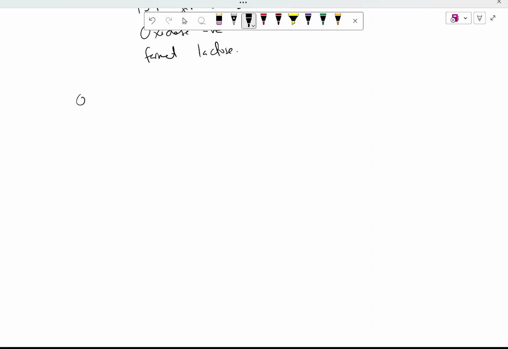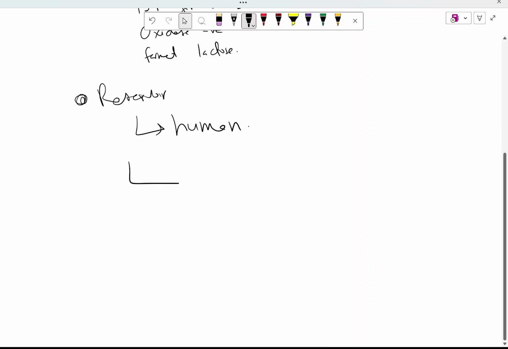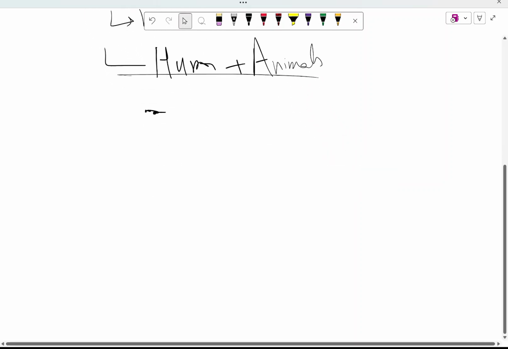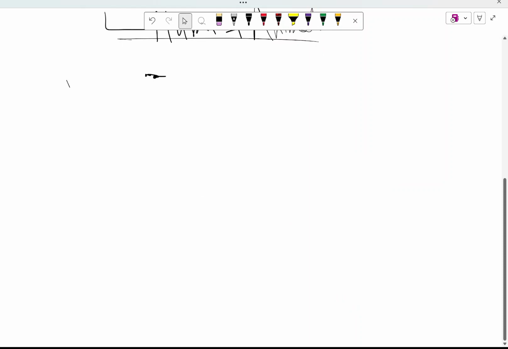So what is the reservoir? This is a bacterium, and it needs a space to reserve itself. In Salmonella enterica serotype typhi, the reservoir is human, and for other species the reservoir is human plus animals. So how is it transmitted? It is transmitted via the fecal-oral route.